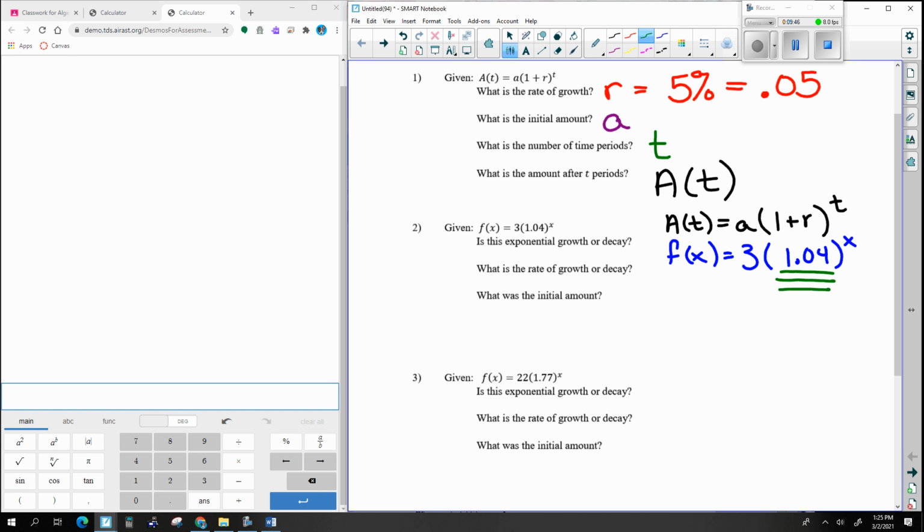If this is growth, that means this number is going to be greater than 1. If it's decay, that means it is going to be less than 1. So here I see this is bigger than 1, so this is going to be exponential growth.